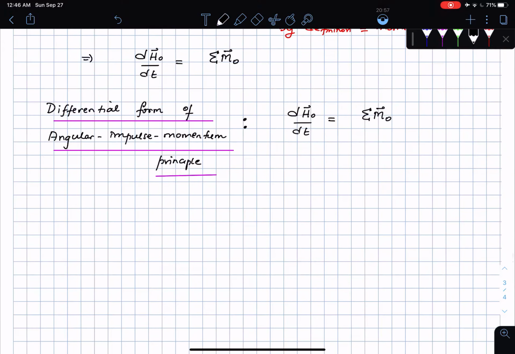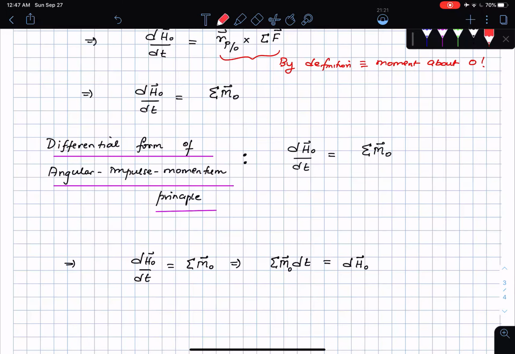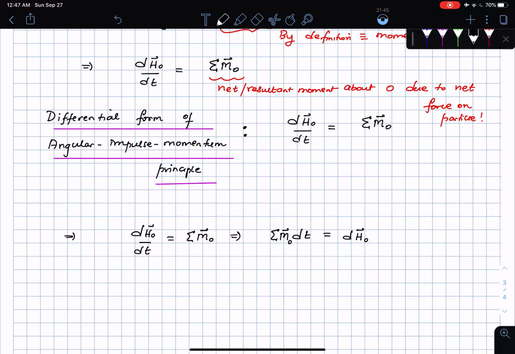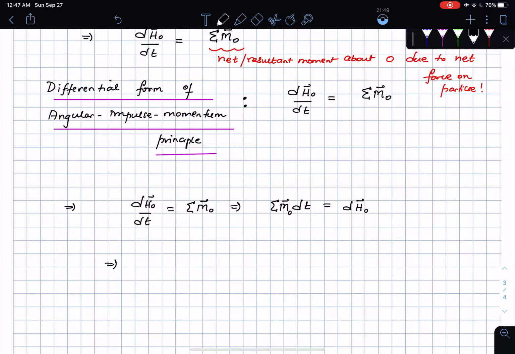And I'm going to do the same thing on this one like we did for the linear impulse momentum principle. Okay, so dH naught by dt is equal to the net moment M naught, which means that if I just cross multiply, I get the following. So net moment M naught times dt is equal to dH naught. And here you just want to make a note, this is the net or the resultant moment about O due to the net force on the particle. Okay, and this is what I end up getting. And I'm going to go back to my equation here. So if I rewrite it, summation M naught dt is equal to dH naught.